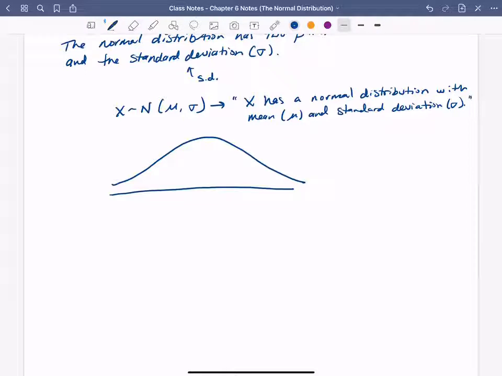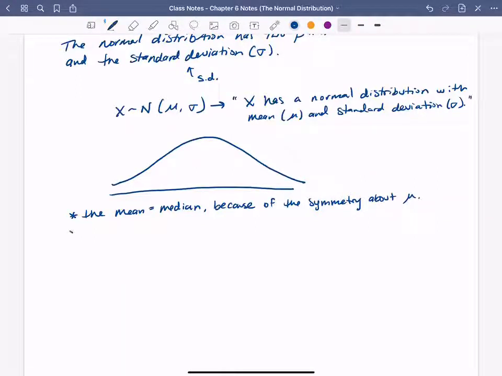Okay, in the normal distribution, there are a few things that you need to know. I've highlighted some parts. The first thing is the mean is the same as the median, and that's because it's symmetric about the mean, the symmetry about mu.